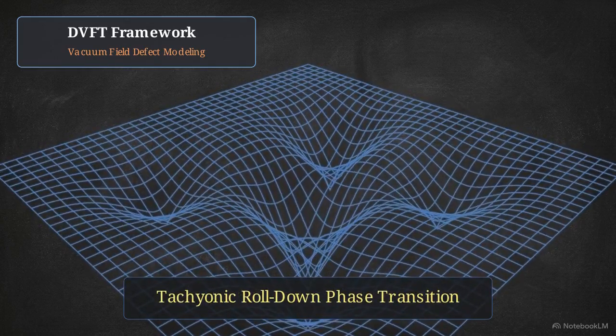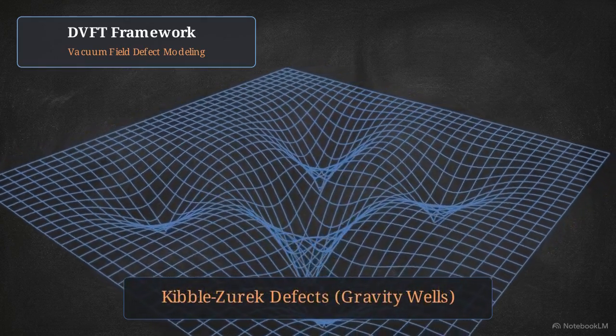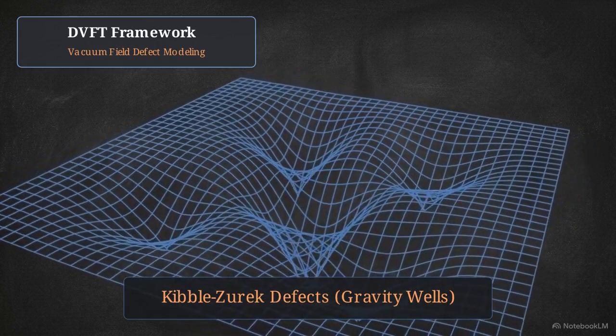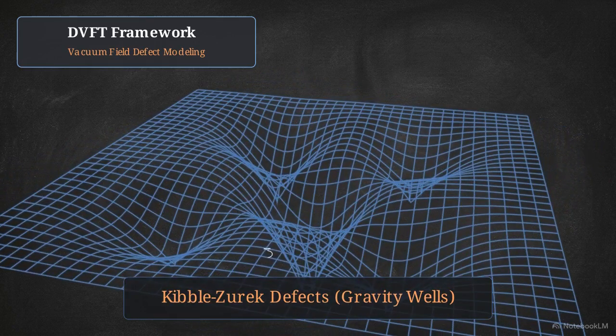Instead, they are primordial defects formed during tachyonic rolldown, a rapid phase transition where the vacuum of the early universe settled into its current state.